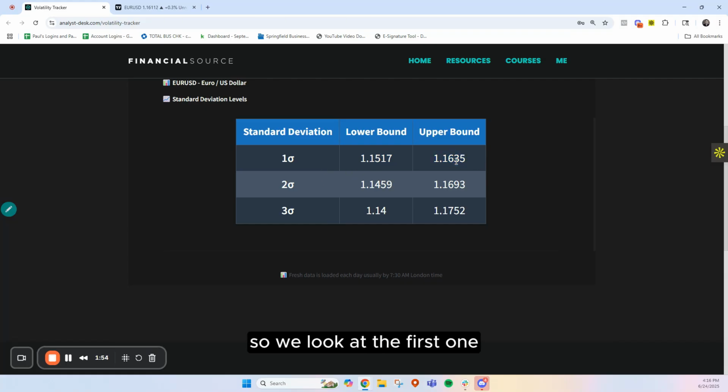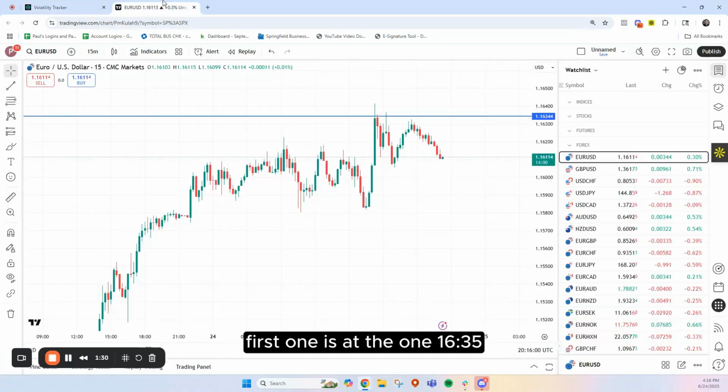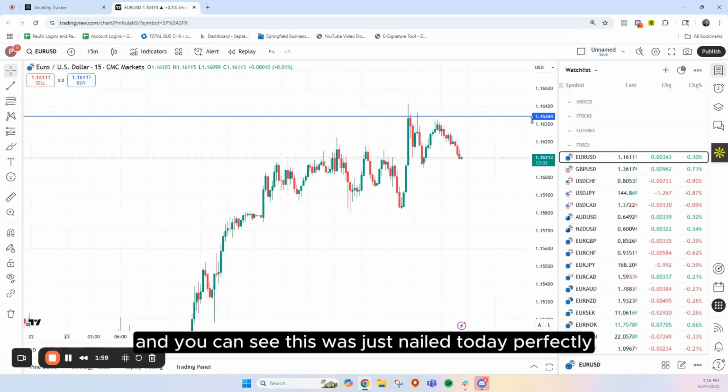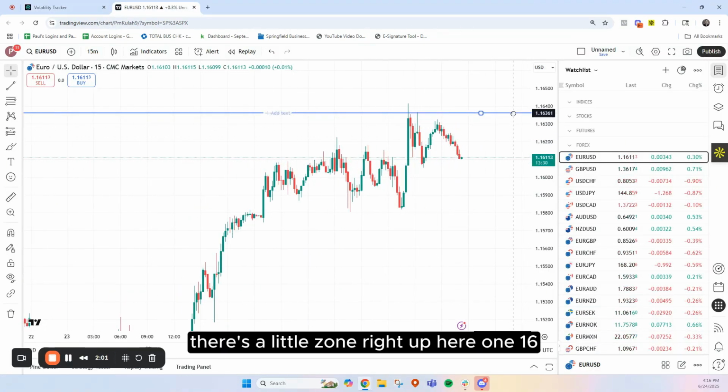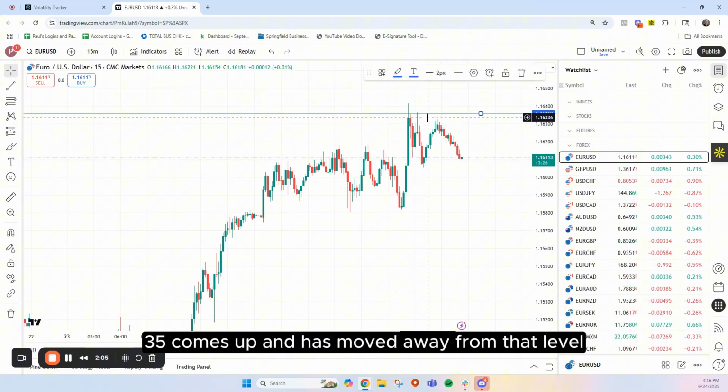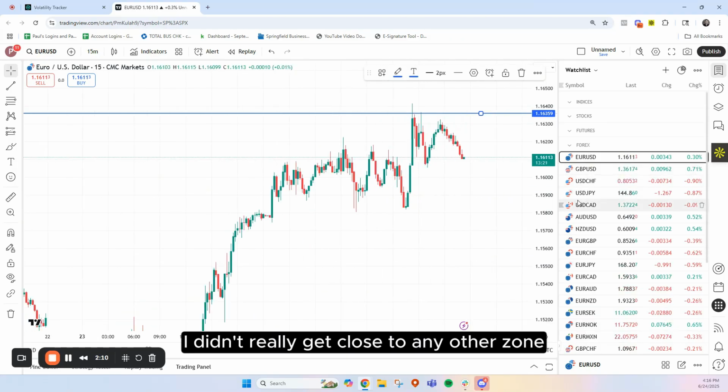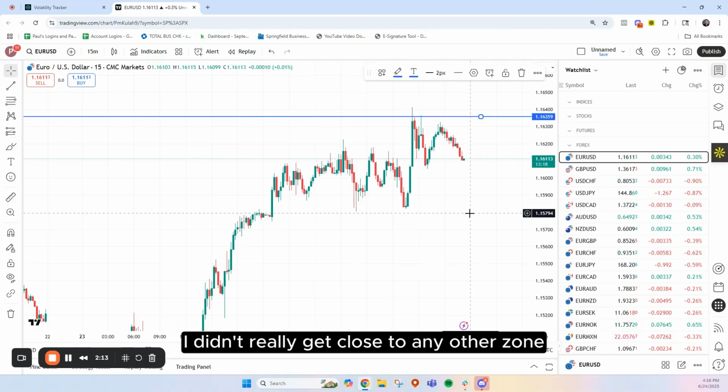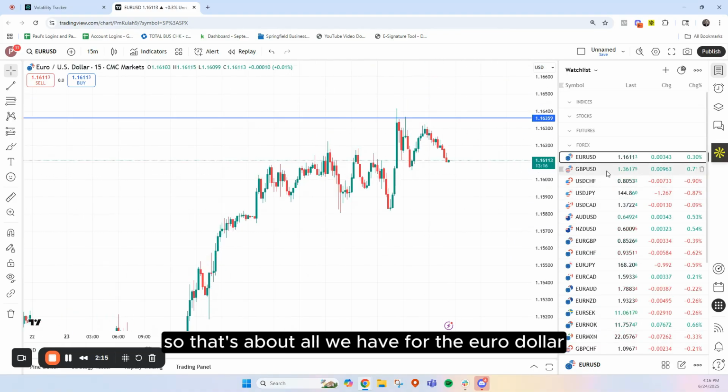So we look at the first one. First one is at the 116.35, and you can see this was just nailed today perfectly. There's a little zone right up here, 116.35, comes up and has moved away from that level. Didn't really get close to any other zone, so that's about all we have for the euro dollar.